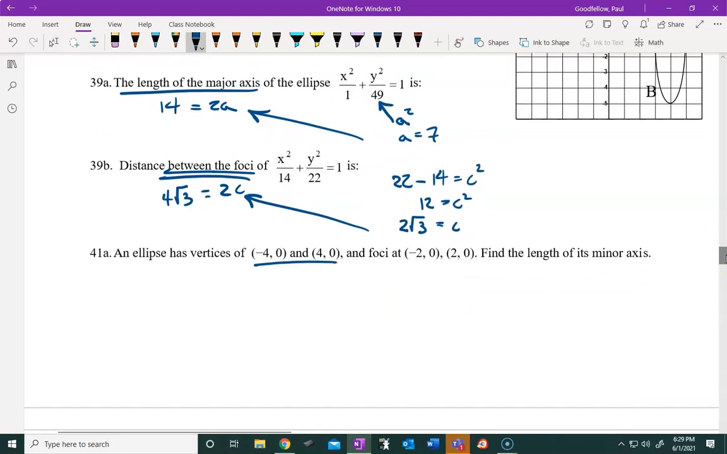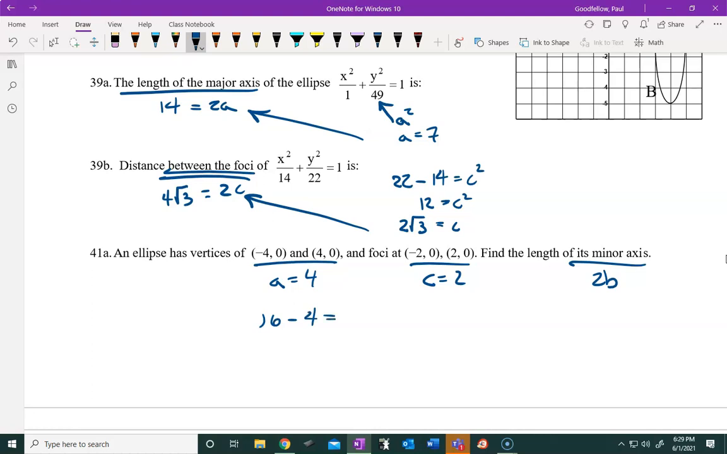Ellipses, vertices are always going to give you A concepts. Foci are going to give you C's. Minor axis is 2B. Looks like a Pythagorean theorem concept. 16 minus b squared is equal to 4. Subtract, I'd get b squared is equal to 12, and b would be equal to 2 root 3. And the full minor axis would be double that, which is 4 root 3.